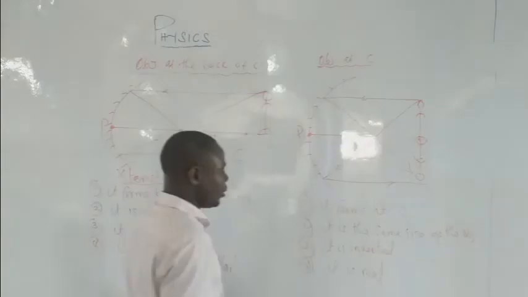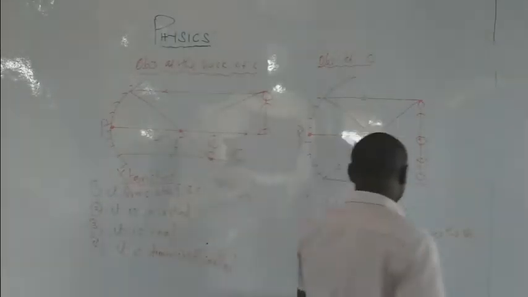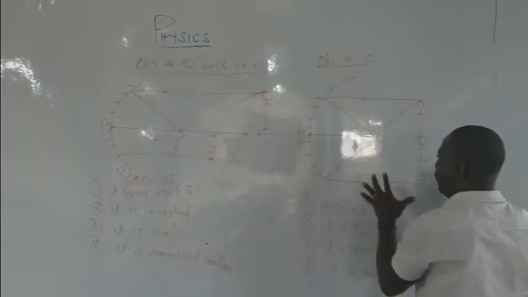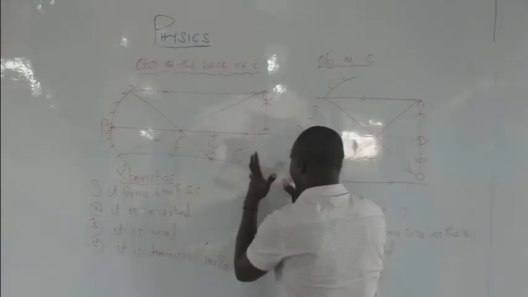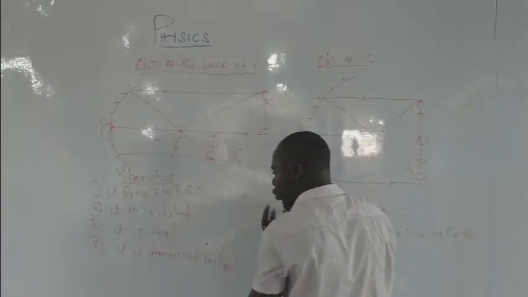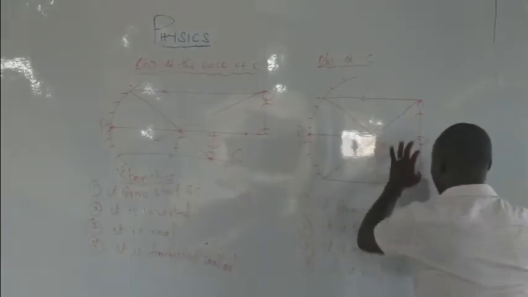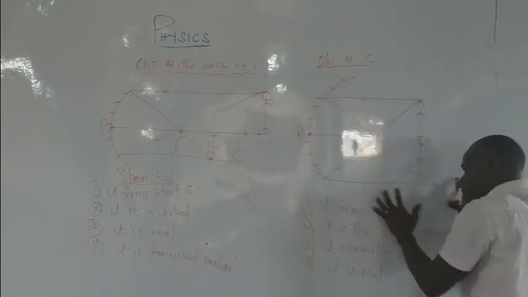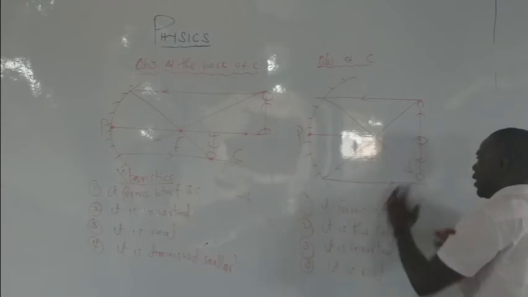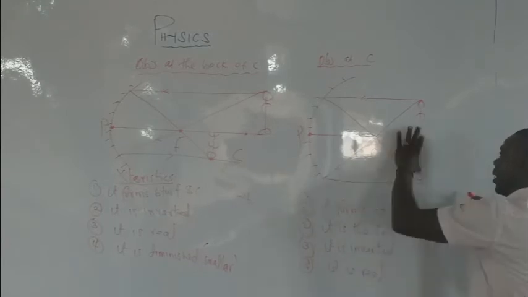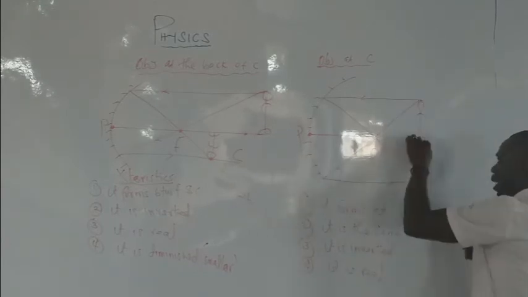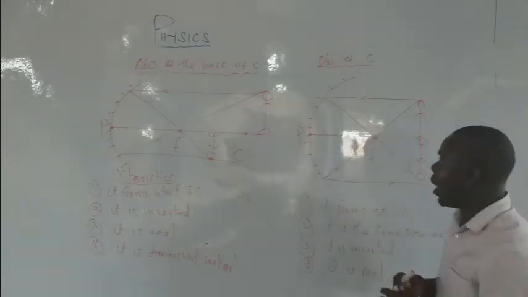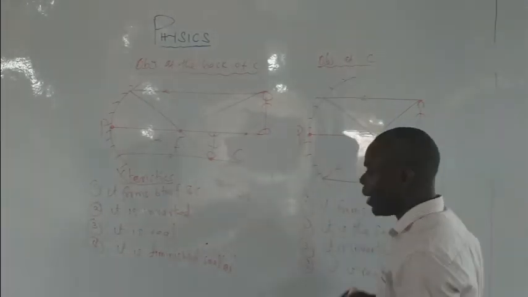So these are the things you should know. The meaning of real now: this is forming on the screen surface. If it forms out of that, it is virtual. So these images forming on the screen surface will be real. Then inverted, turning upside down, the same thing. Then forms at exactly C. So when the object is at C, the image will also be at C.